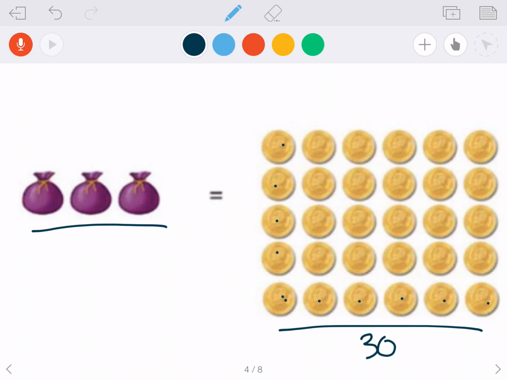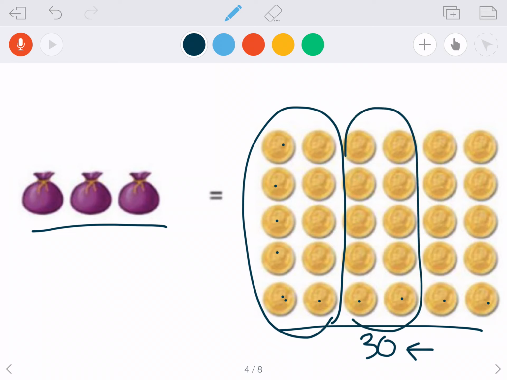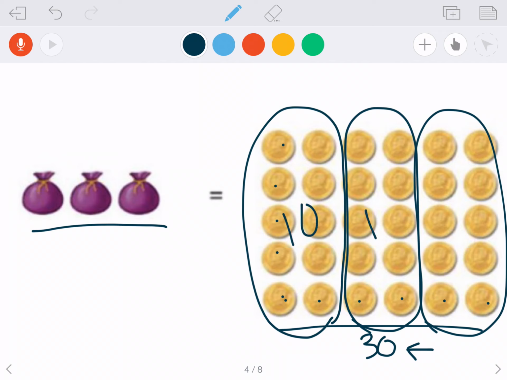So I want you to think, how can I figure out how many coins are in each individual bag? I'm going to group my coins into 3 equal groups. Well, let's think about this. Out of 30, how do I get 3 equal groups? Well, I can easily look at this array and I can say, okay, here's a group of 10, here's a group of 10, and here's a group of 10. That's 3 equal groups. So there would be 10 for one bag, 10 for another bag, 10 for the third bag. So I could say in each bag there are 10 gold coins.